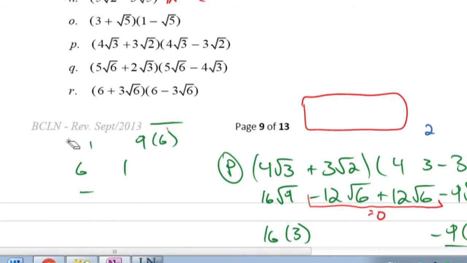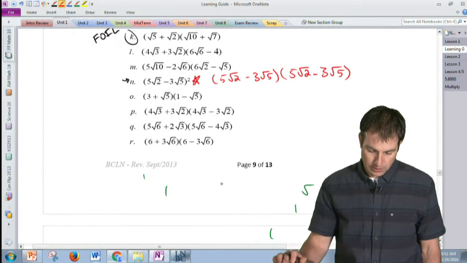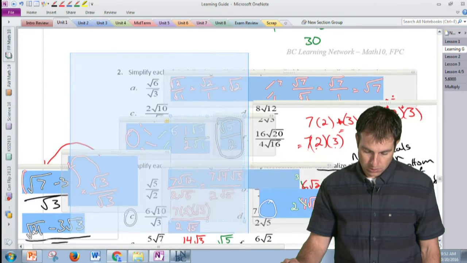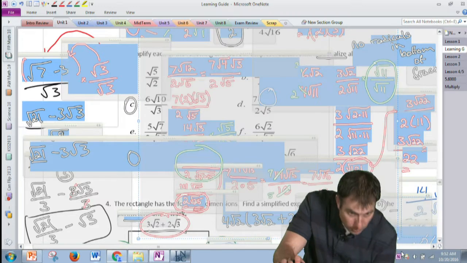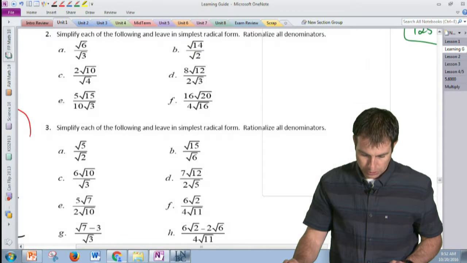So there we go. Get rid of all this mess. See if I can clean this up. It's visible, legible.